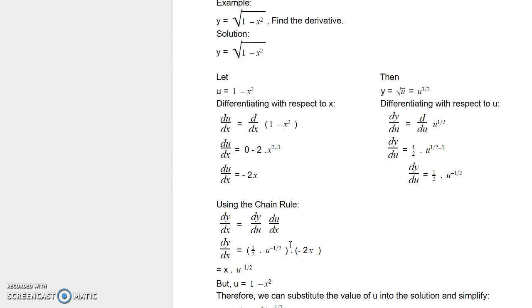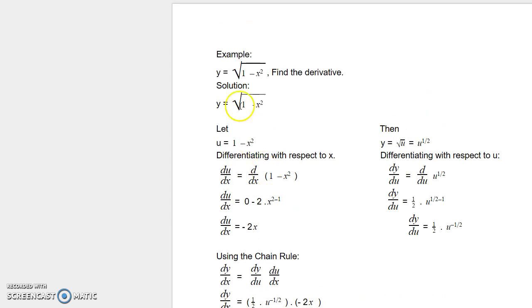Let's look at another example. Let's say this time we have y is equal to the square root of 1 minus x squared. We want to find the derivative of this complex function. Again, we want to identify the inside function and therefore also identify the outside function. The inside function here, let us call it u. Let u be equal to 1 minus x squared. Therefore, y we can write as the square root of u.